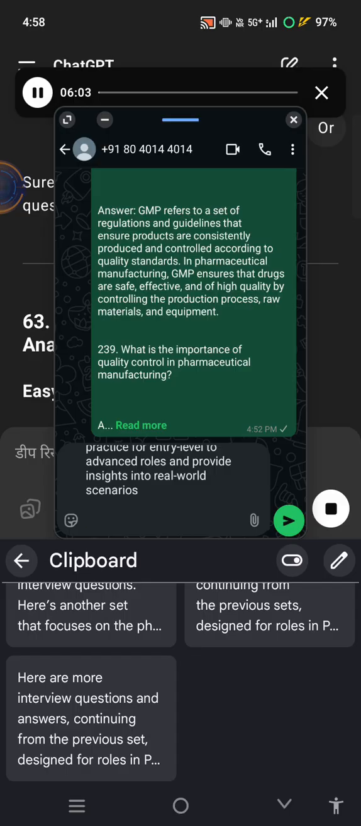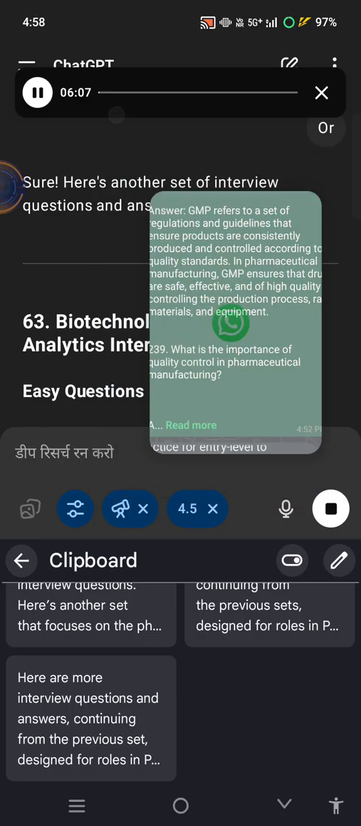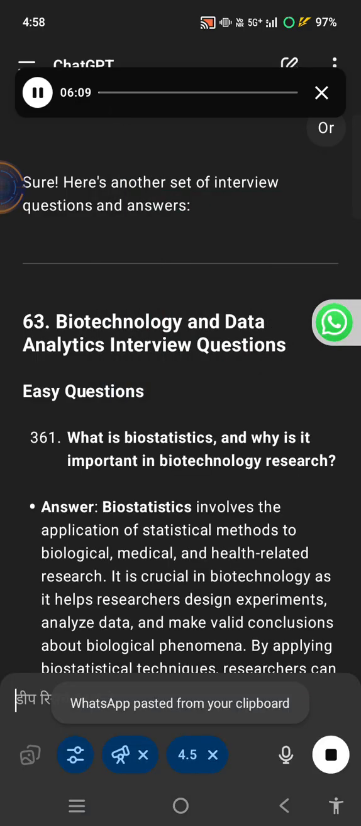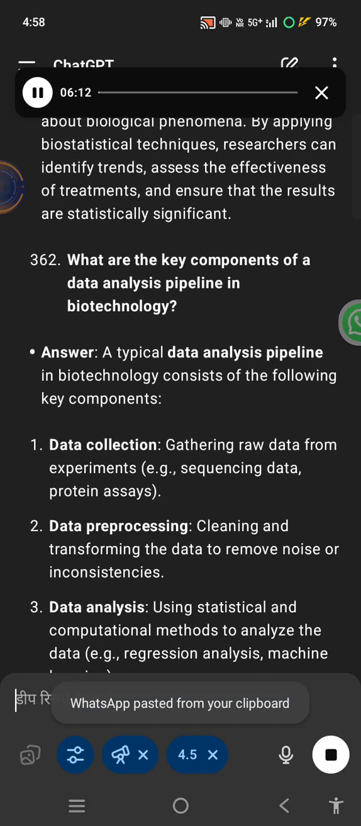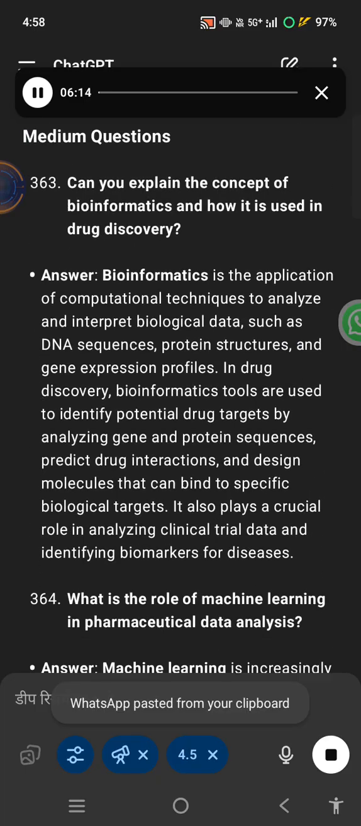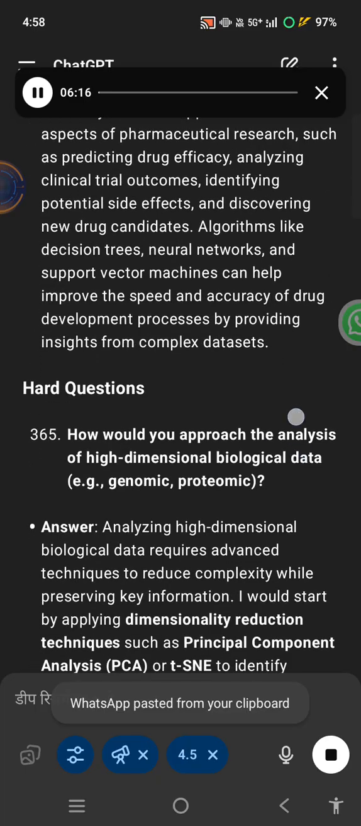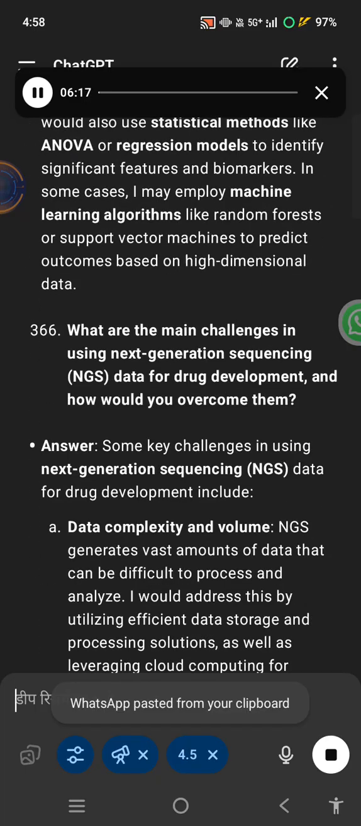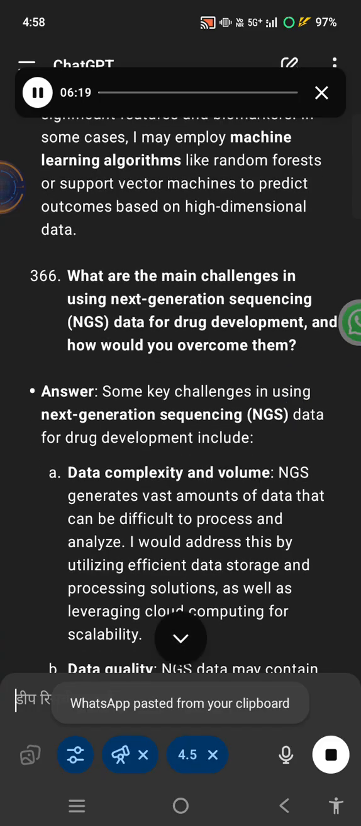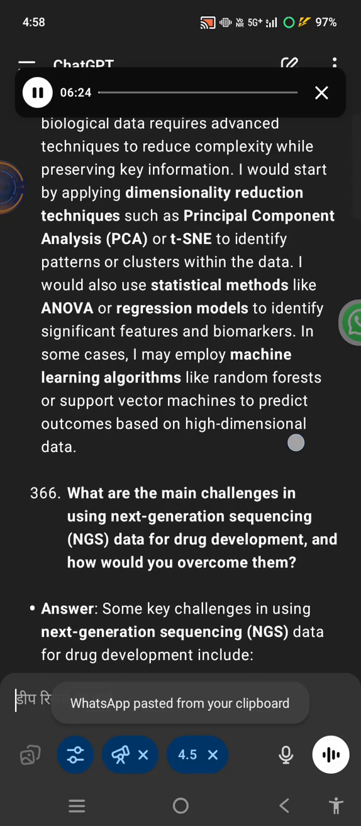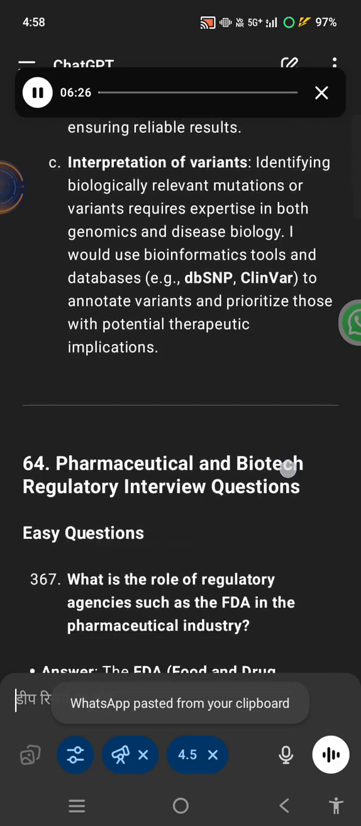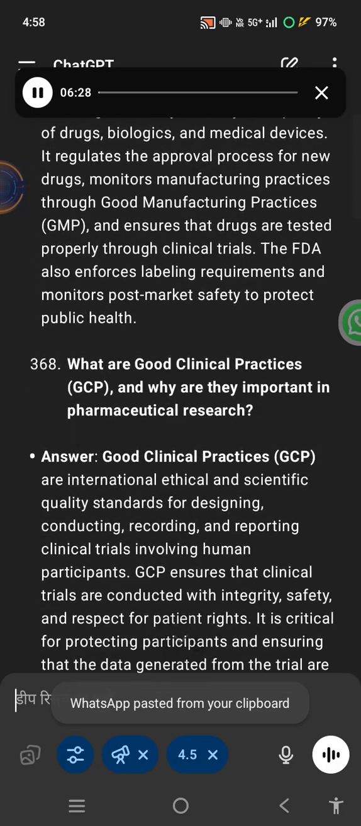Medium questions. 42. What steps do you take to ensure the quality of pharmaceuticals during production? Answer. I ensure quality by conducting regular inspections, implementing strict quality control procedures, ensuring that all equipment is calibrated, and ensuring compliance with SOPs, standard operating procedures. I also work closely with quality assurance teams to verify product standards.